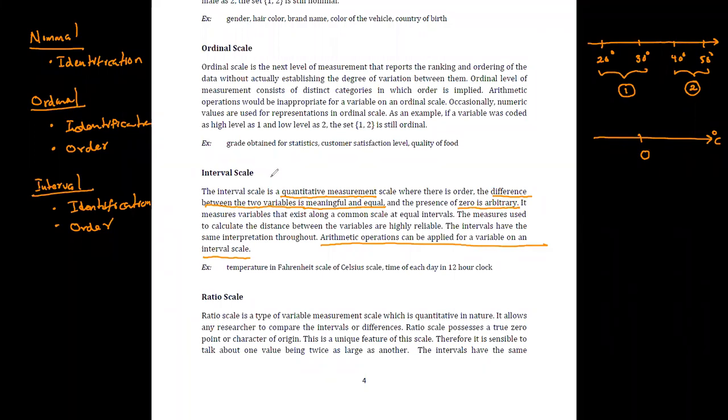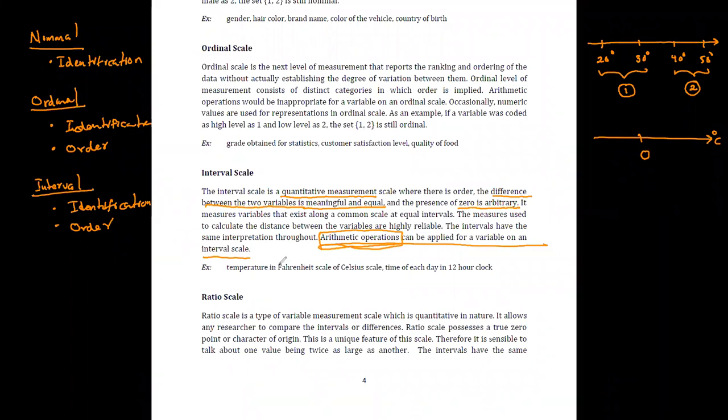Therefore, if you are obtaining the data or assigning the variable under the interval scale of measurement, then the next important thing is that you can apply arithmetic operations. It means that you can add any two values, you can divide them, multiply. All these arithmetic operations would be appropriate if your variable is in the interval scale of measurement. Here, we can consider some examples.